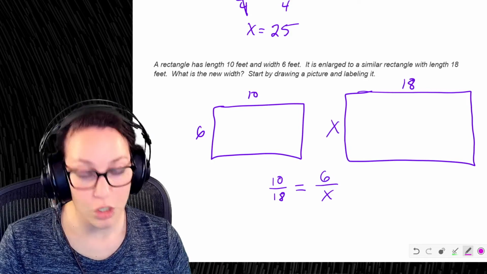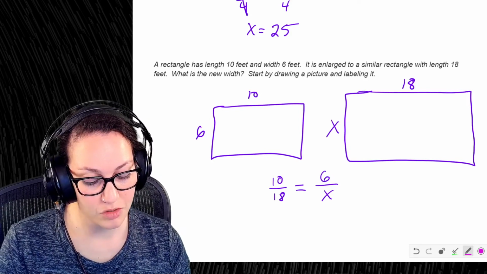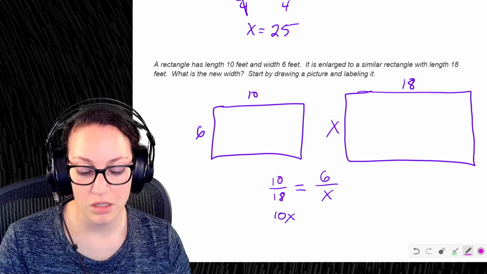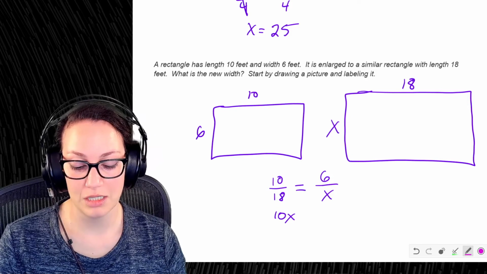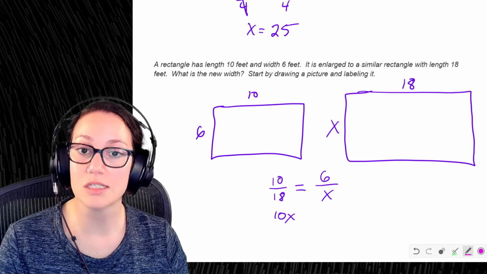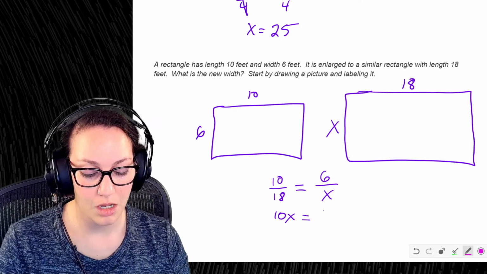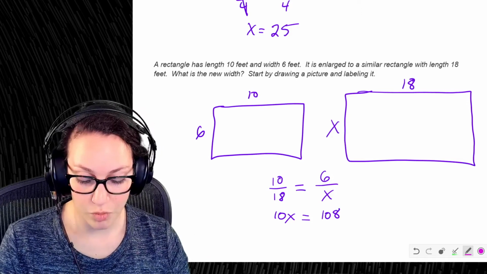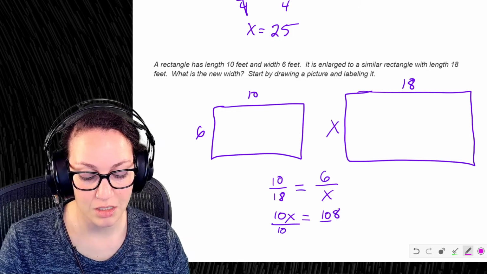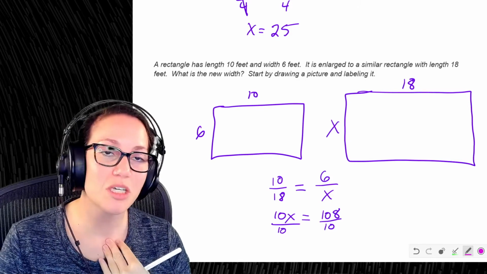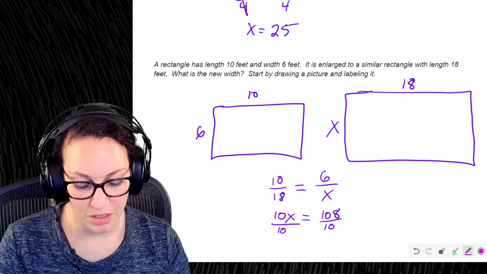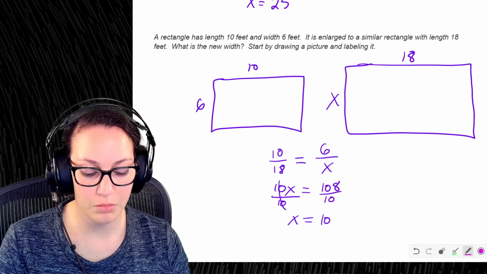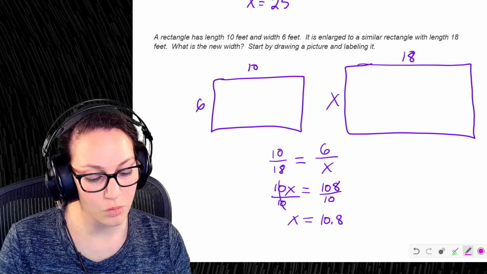So then we cross multiply. So 10 times x is going to be 10x. 6 times 18, well, 6 times 8 is 48. 6 times 10 is 60. 60 and 48 make 108. So then to isolate x, we divide by 10 on both sides. And dividing by 10 is so nice because we can just move that decimal right over. So we get x equals 10.8. So I'm going to write that in over here.